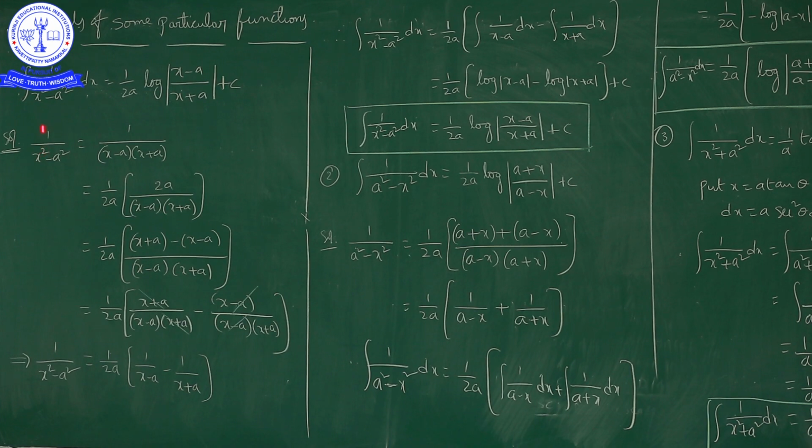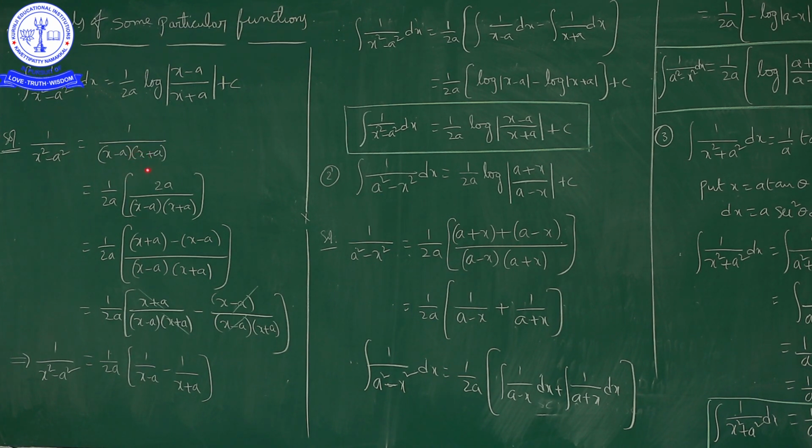Now 1 by x square minus a square, the denominator is of the form a square minus b square. So a square minus b square, what can we write? a minus b into a plus b. So x square minus a square, what can we write? x minus a into x plus a.